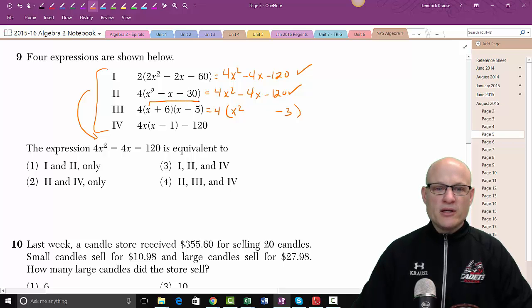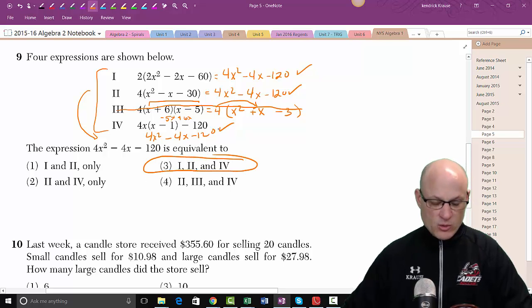Now these give me negative 5x. And this is positive 6x, so plus 6x. So that's plus x. When I distribute here, that'll be plus 4x. So that one's not going to work. The other two work fine. And now 4x squared minus 4x minus 120. Ka-ching. So 1, 2, and 4. Let me make sure I circle the right one. Choice 3. 1, 2, and 4 is the big winner.